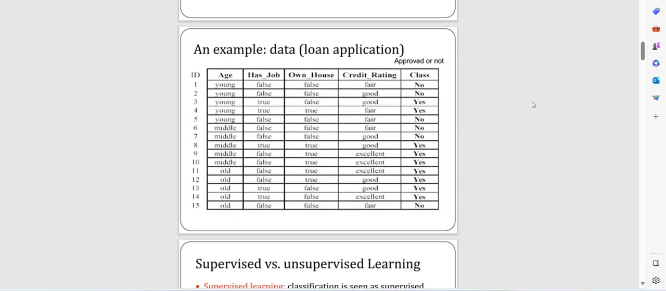For example, we have the records for 15 students. We have age, has job, own house, and credit rating. So basically, you can see there are four features, and the last column, which is named class, is your class. We have four columns that are the basic features, and the last one is your class, which says whether this person was approved for the loan or not approved for the loan. This is your data set.